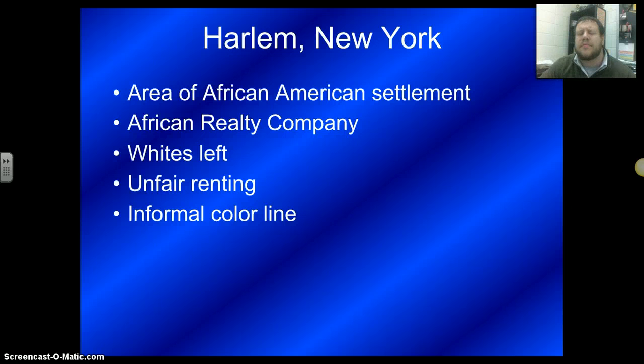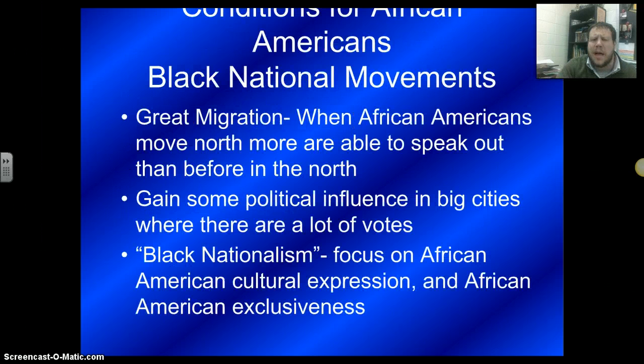Harlem was, like all the different boroughs of New York, divided by a kind of color line. The Harlem neighborhood was the area of African American settlement. It was the African Realty Company that helped settle people there. A lot of the whites left the area, and there was unfair renting. People would not rent to certain races because of racist ideas, which created this informal color line in New York. I'm sure you'll see a map of this in class.